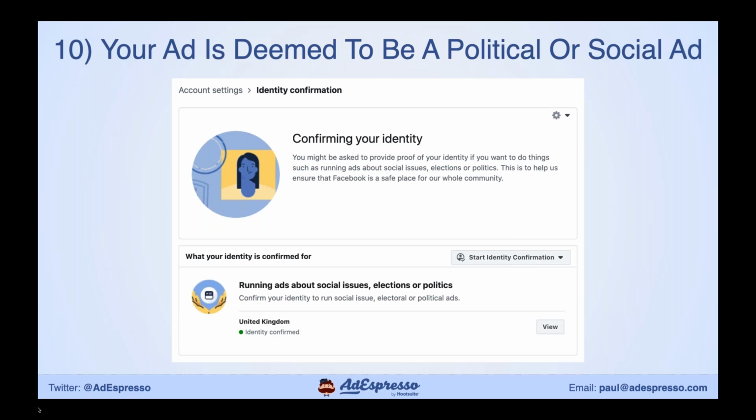Then you also need to verify the page that the ads are running from. For example, you need to give them an address and phone number, and then Facebook phones you up with a code. And then you put in that code, and once you've verified the page and your identifier and your personal identity, happy days, you can run ads in the political and social section. There's a little checkbox on the ads that you check if it's a political or social ad, and then that will run. It just runs with a little disclaimer.